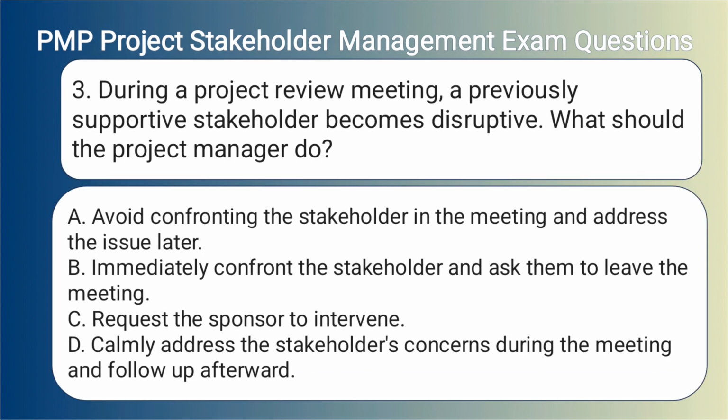3. During a project review meeting, a previously supportive stakeholder becomes disruptive. What should the project manager do? A. Avoid confronting the stakeholder in the meeting and address the issue later. B. Immediately confront the stakeholder and ask them to leave the meeting. C. Request the sponsor to intervene. D. Calmly address the stakeholder's concerns during the meeting and follow up afterward.